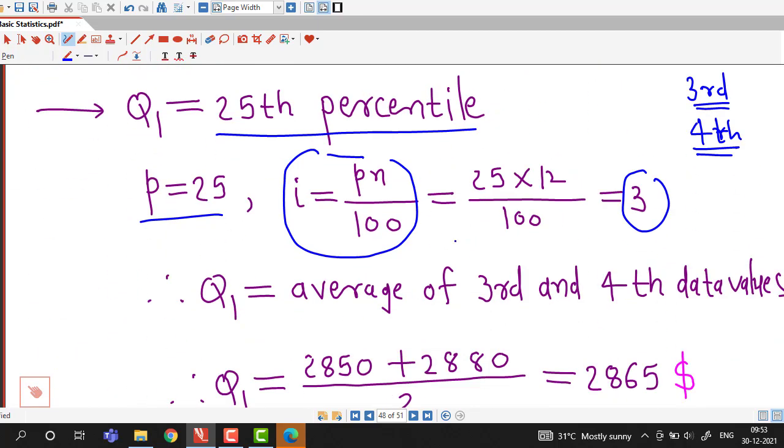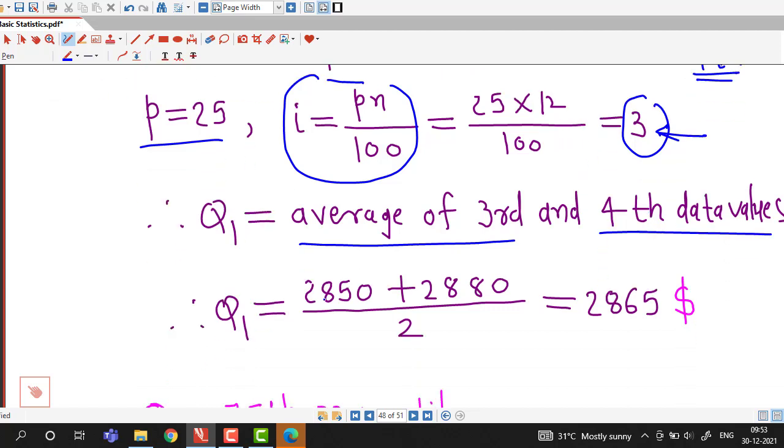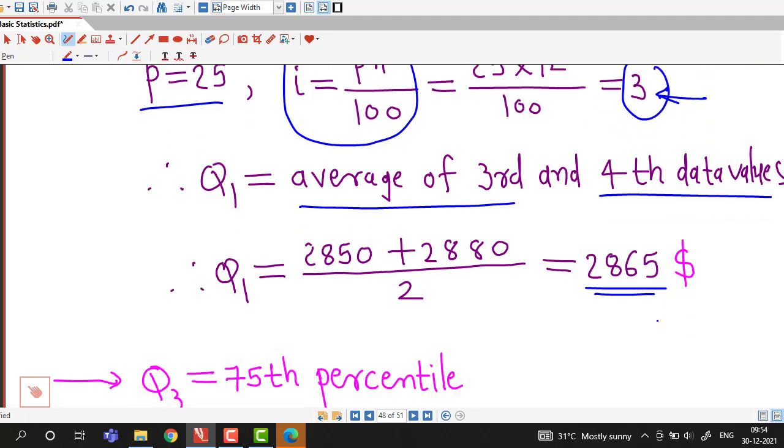So Q1: here I equal to 3, which is an integer. Therefore Q1 equals the average of the third and fourth data values, or fourth observations. Therefore Q1 is 2850 plus 2880 divided by 2, which is 2865.